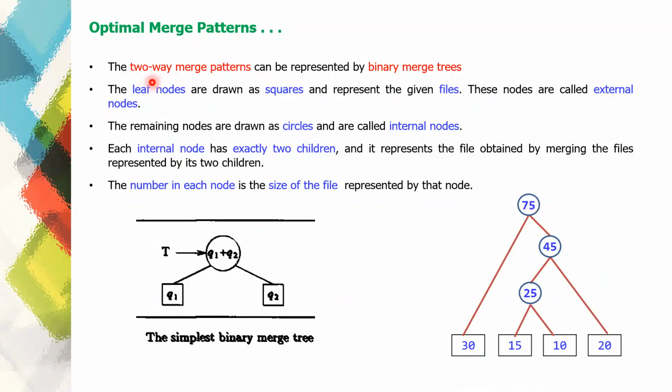Now, as I have already told, the two-way merge patterns can be represented by using a binary merge tree. I have already presented in the previous slides that the lists themselves will be your leaf nodes. The value of each leaf node will be the size of the file. And then at each step, two files will be merged into a single file until at the root node, you'll get a single sorted file.